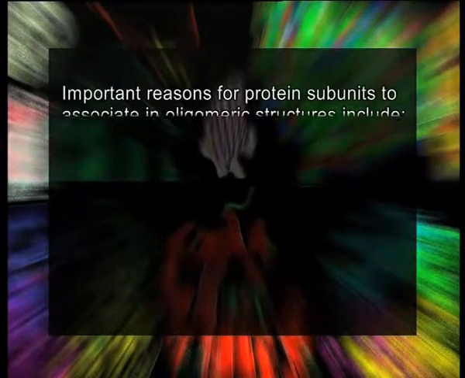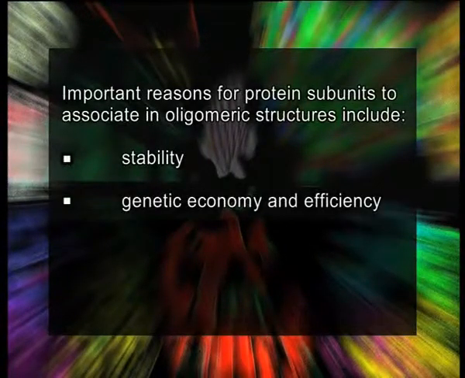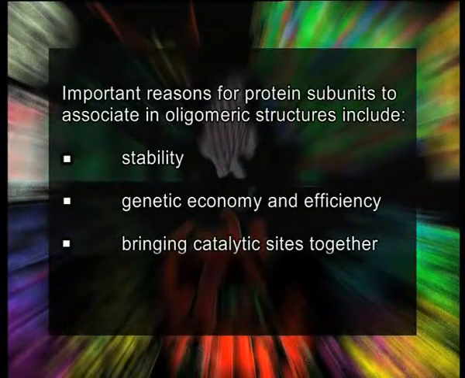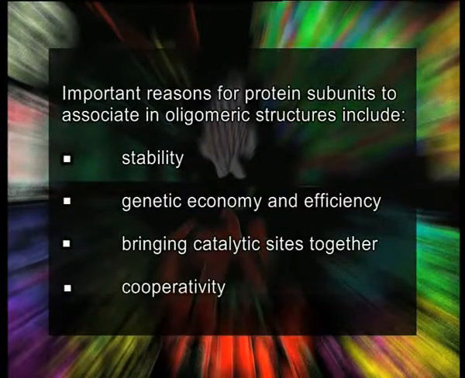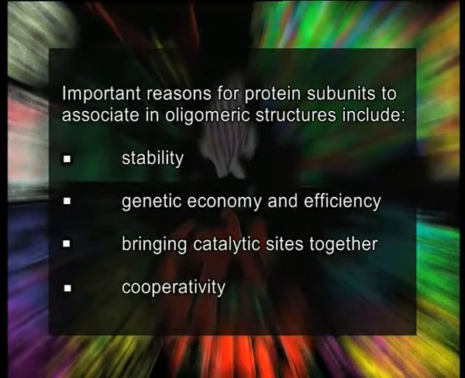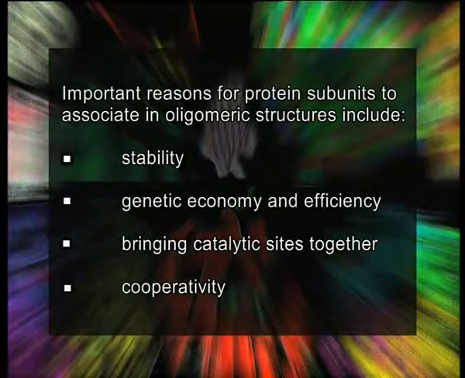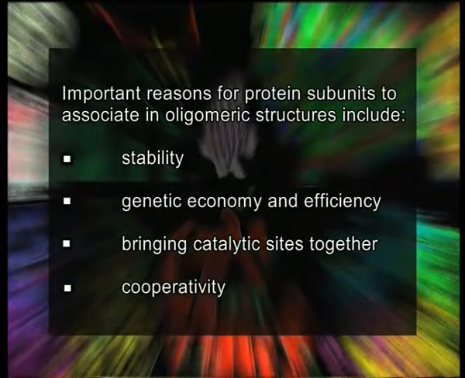There are several important reasons for protein subunits to associate in oligomeric structures. These reasons include stability, genetic economy and efficiency, bringing catalytic sites together, and cooperativity.